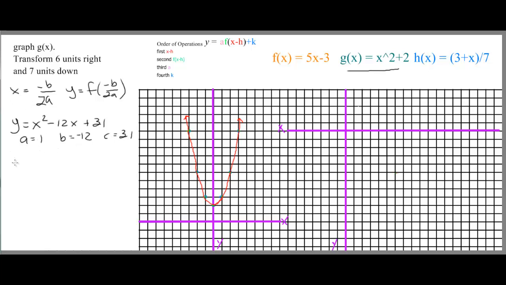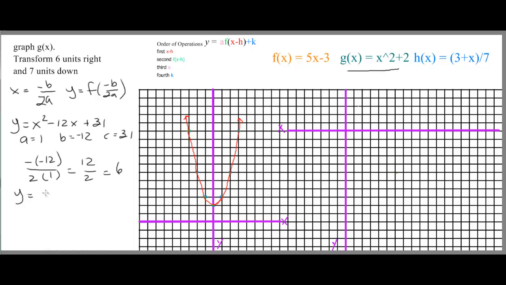Let's plug that back into our formula here to find our x-coordinate of our vertex. So minus, and then b is minus 12. 2 times a is 1. So we have a positive 12 over 2. 12 divided by 2 is 6. So our x-coordinate is 6.